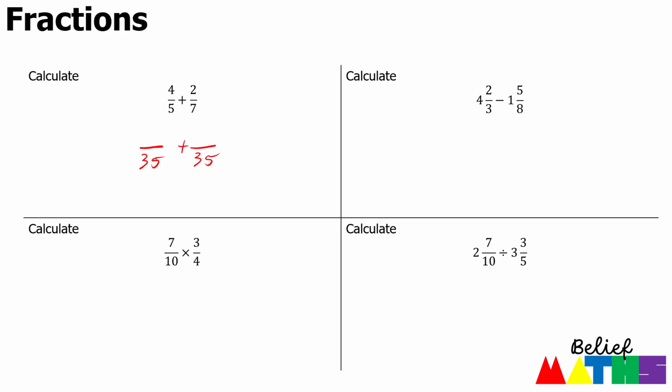So then our first fraction has been multiplied by 7, our second fraction has been multiplied by 5, which gives us 28 and then 10. That gives us 38 over 35. Now that's a perfectly simplified answer. However, if you wish, you can convert that to a mixed number, which is 1, 3 over 35.